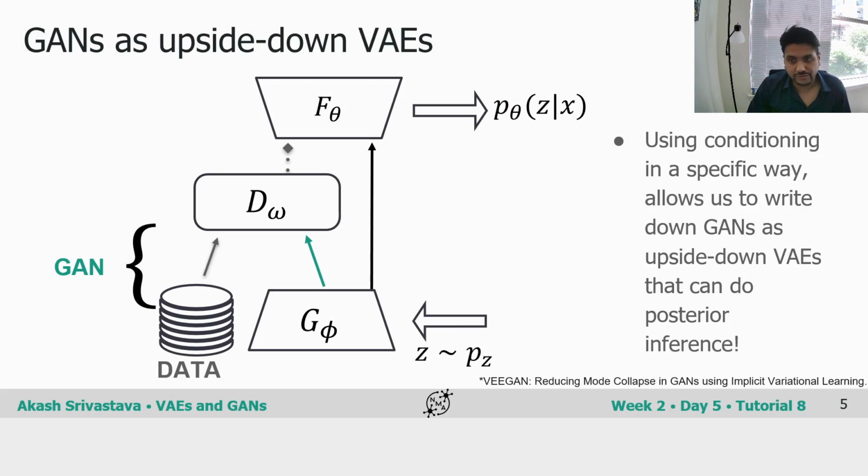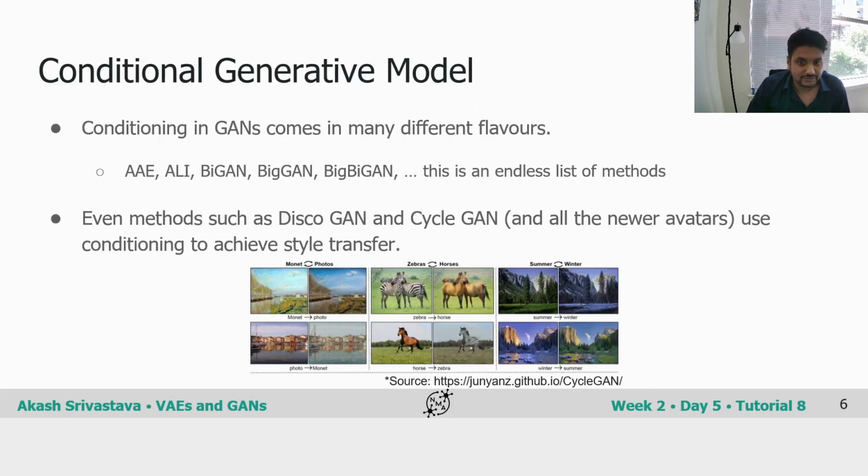We briefly mentioned in the previous lecture that GANs are connected to VAEs. In fact, using conditioning in a specific way, one can rewrite GANs as an upside-down VAE, that is, autoencoding of noise. This also allows for posterior inference in GANs, just like VAEs. Finally, conditioning in GAN comes in many flavors. Even the exciting GAN-based style transfer methods are basically conditional generative models. And the list goes on and on.